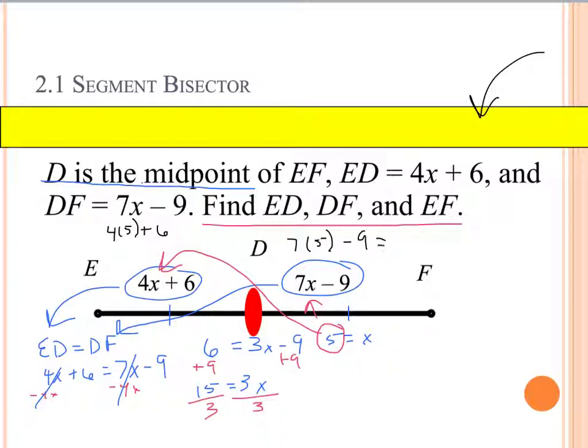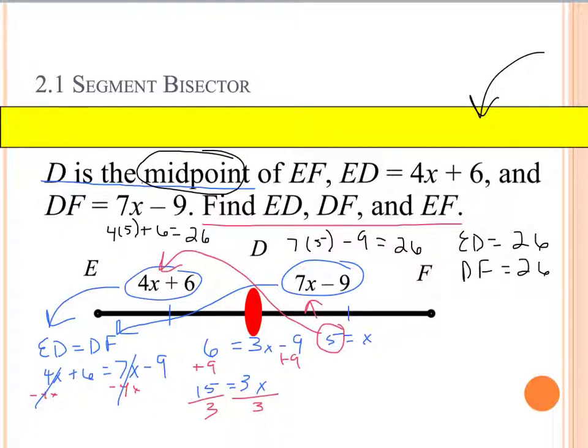Now, if you did your math correctly, both of these answers will be the exact same. 4 times 5 is 20, plus 6, we have 26. 7 times 5 is 35, minus 9, we also have 26. Now, you could be thinking, well, why would they be equal? Right here, it tells me that D is a midpoint, which means it cuts those two equal to each other. Okay, they should be the same. So, ED is equal to 26. DF is also equal to 26.